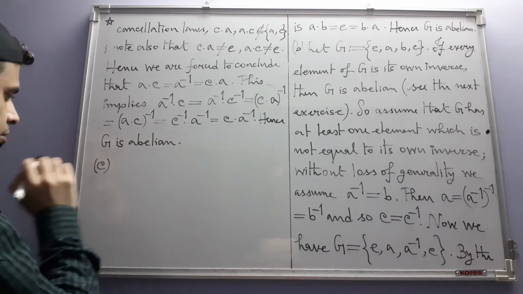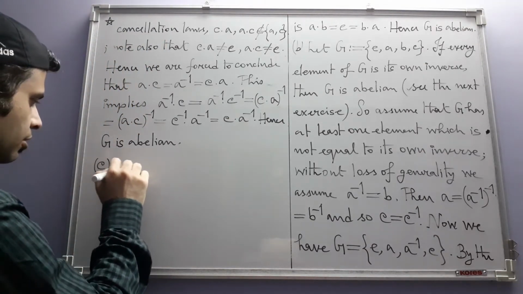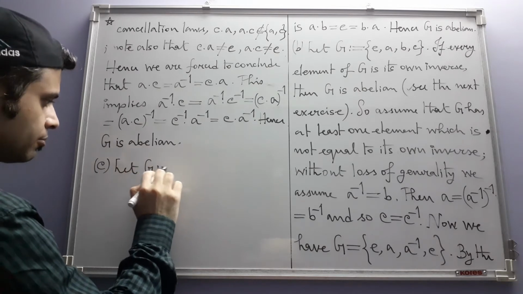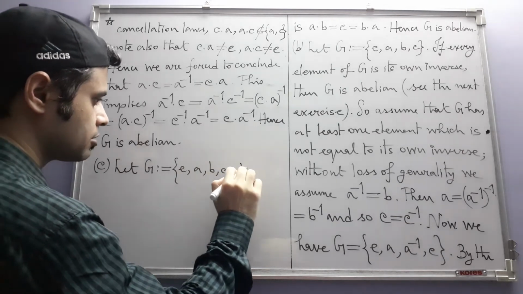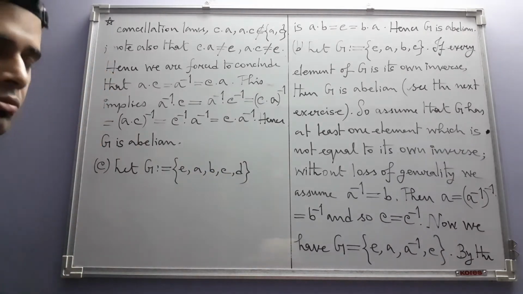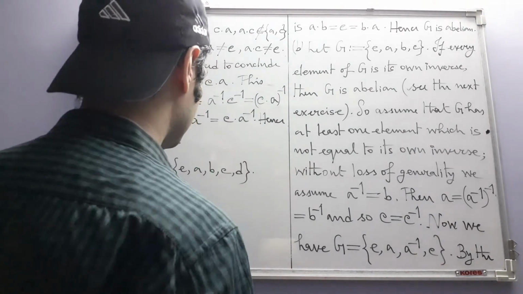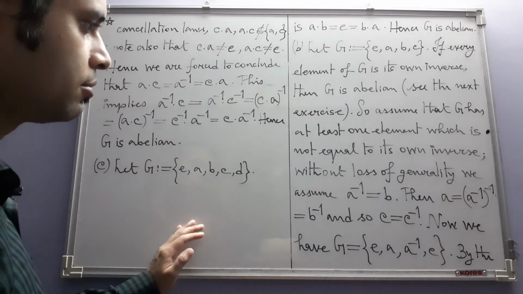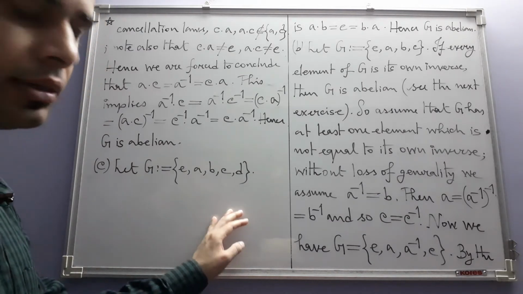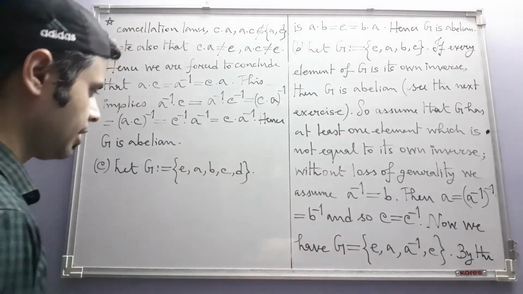Then we come to the most complicated part C. Let G be this group having 5 elements. Apart from the identity, we have 4 elements. Now here we are going to first of all claim something, and then we will prove that claim. Then using that claim we will go forward, and our claim is this.